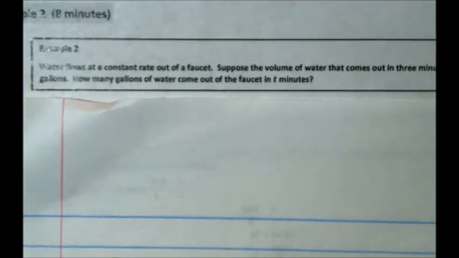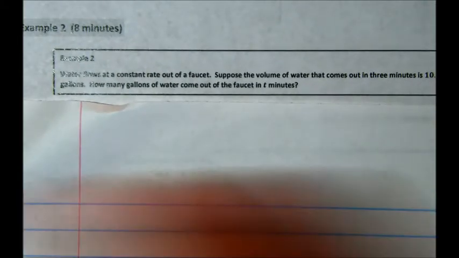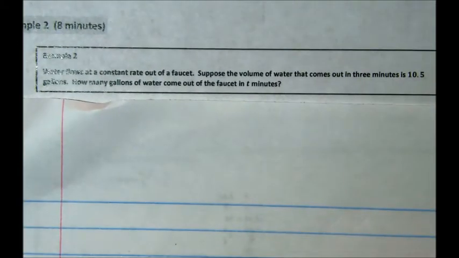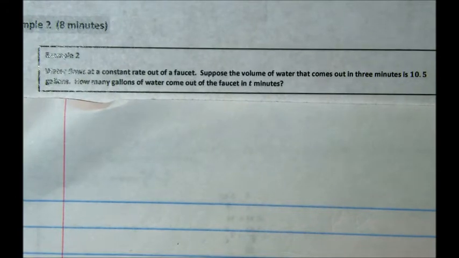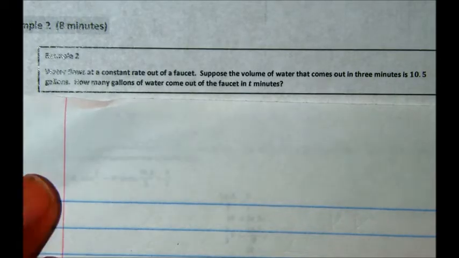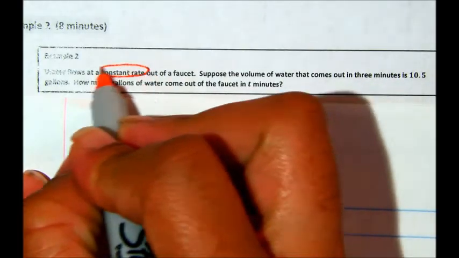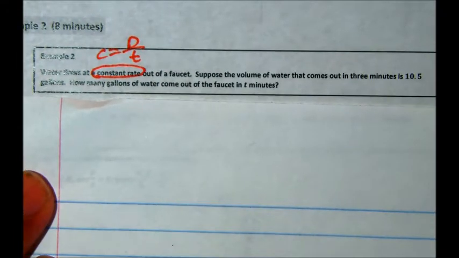Example 2 says water flows at a constant rate out of a faucet. Suppose the volume of the water that comes out in 3 minutes is 10.5 gallons. How many gallons of water come out of the faucet in 2 minutes? Well, I know when I see constant rate, I want to annotate distance over time. I want to annotate the next sentence.